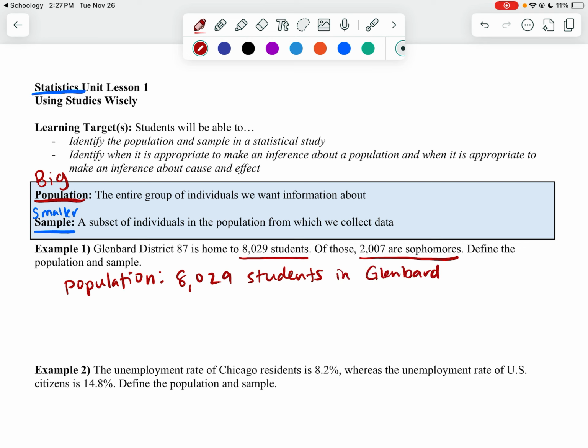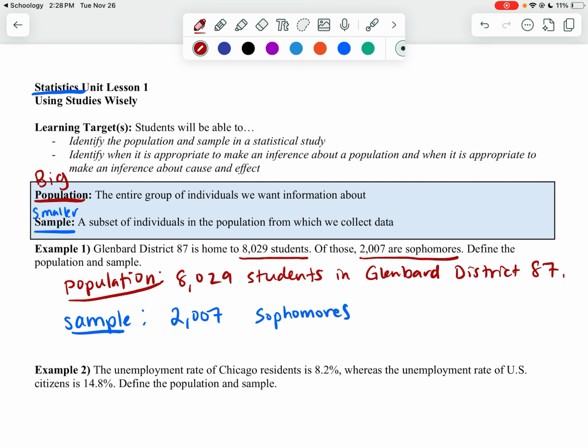Okay, so we can say it's the 8,029 students in Glenbard District 87. Okay, whereas the sample is the subgroup of that, so the smaller group. Okay, so in that whole group of 8,000 students, there are 2,007 sophomores. Okay, so we're just identifying what those are right now.